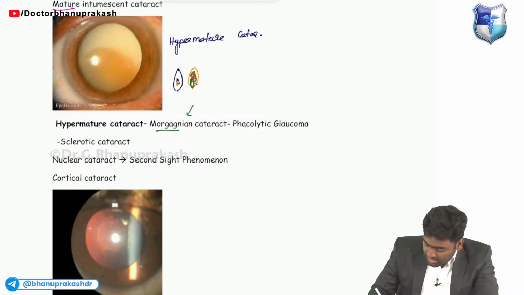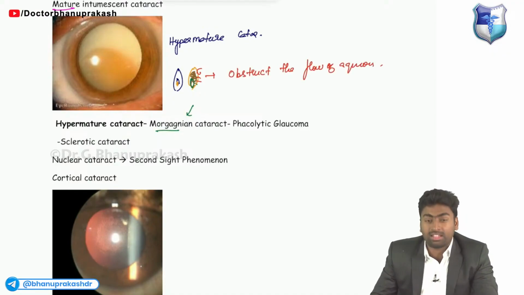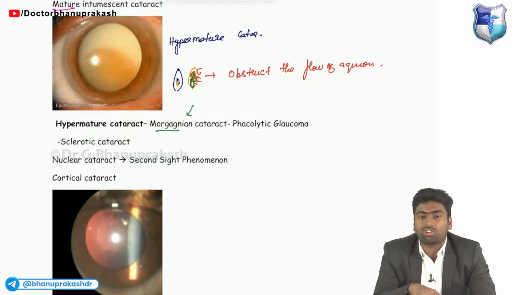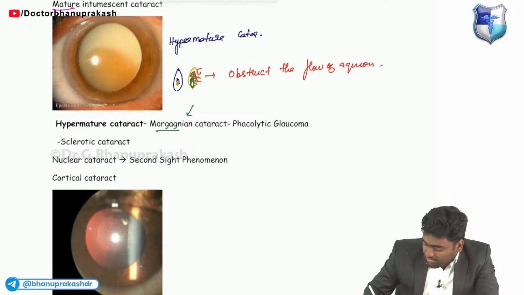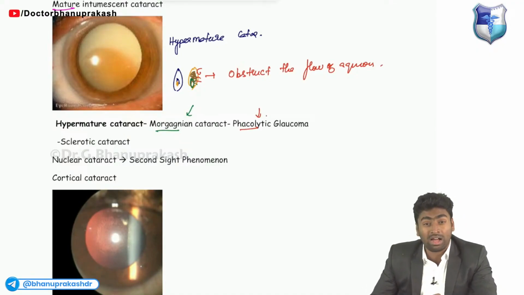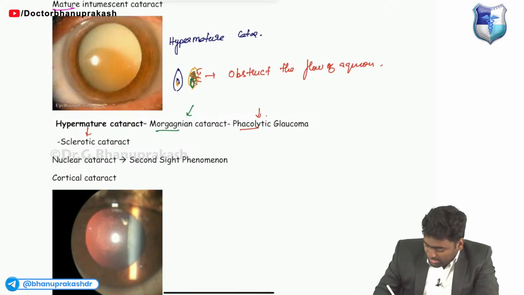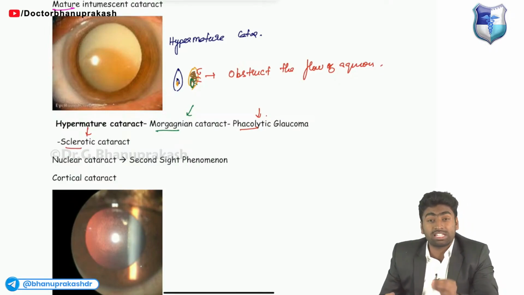And sometimes this lens will get ruptured, and this material can come and obstruct the flow of aqueous. So it will cause which type of glaucoma, guys? Will this same cause phacomorphic glaucoma? No, this will cause phacolytic glaucoma. So remember, this hypermature cataract like Morgagnian cataract will cause phacolytic glaucoma. Okay, and there is one more type of hypermature cataract in which the lens becomes sclerotic. So it is known as sclerotic cataract.